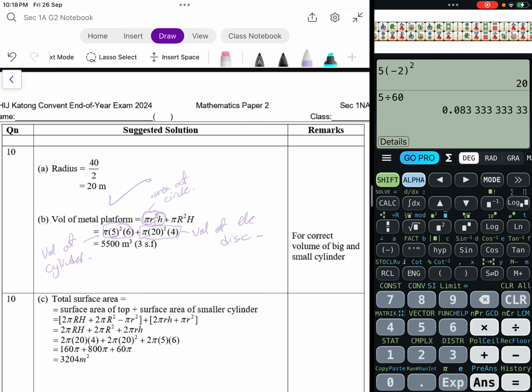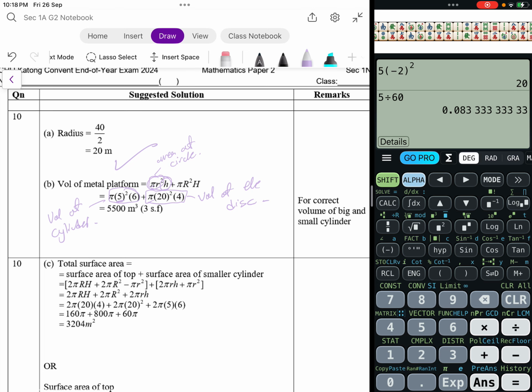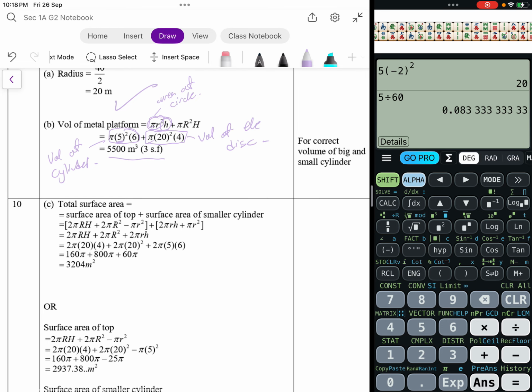Okay, find already. Convert to 3 decimal figures. Okay, so let's calculate pi times 5 square times 6 plus pi times 20 square times 4.